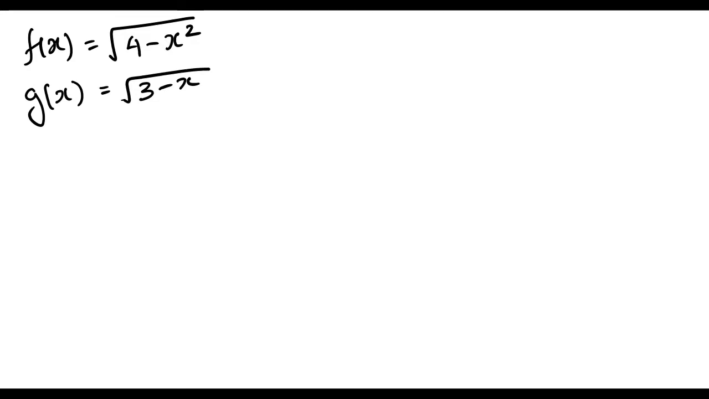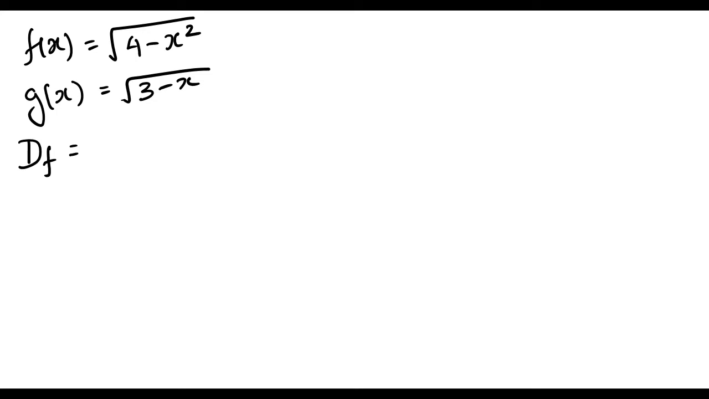Let's talk about domain and range of composition of functions further. So let's say f of x is square root of 4 minus x square, and g of x is square root of 3 minus x. Let's start getting the domain and range of both.